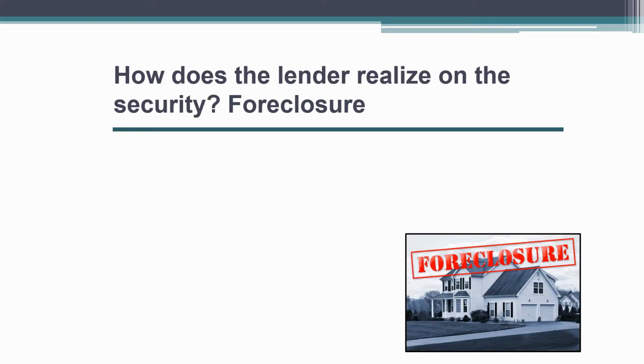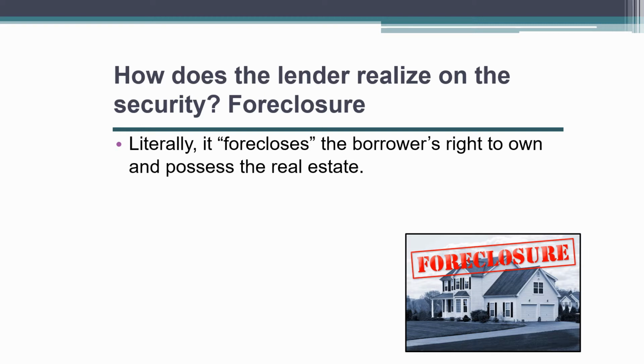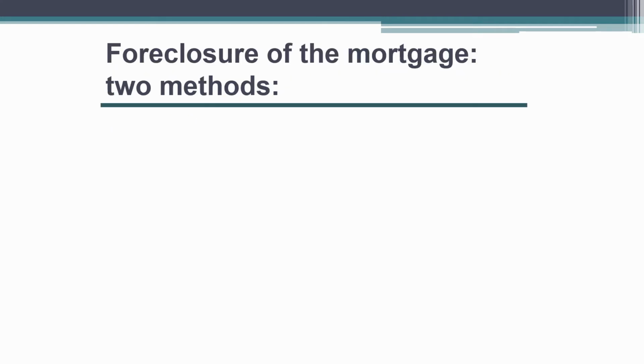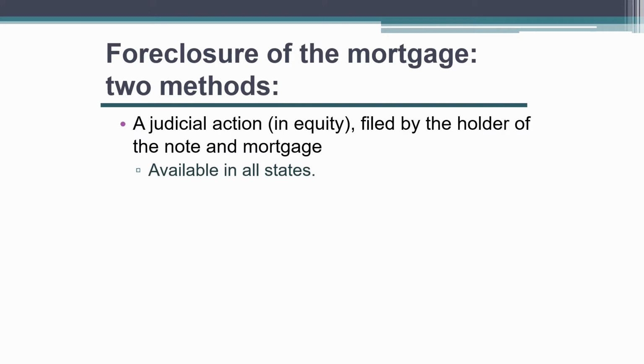How does a lender generally realize on the security? As we've said, by foreclosure of the mortgage. And when we have a foreclosure, literally, it forecloses the borrower's right to own and possess the real estate. It takes the borrower's title to the real estate away from the borrower. It also forecloses the borrower's right to redeem the real estate from the mortgage by paying off the loan. That's a valuable right that borrowers generally have. But when the foreclosure is completed, the borrower's right to pay off the loan and keep the real estate has now been cut off. There are two methods of foreclosure that are common in the United States.